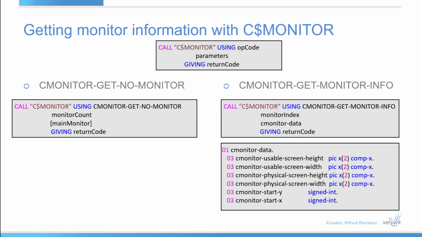Hi, in this video I'm going to talk about getting and using information about multiple monitors. In 2018 R1, we added a library called $Monitor with two opcodes. The first, get number of monitor, will return how many monitors are available to the application and which one is the main monitor. The second opcode will get data about the size of that monitor. The data is returned in the variable shown here, the cmonitor-data, and that's defined in iscobol.def.